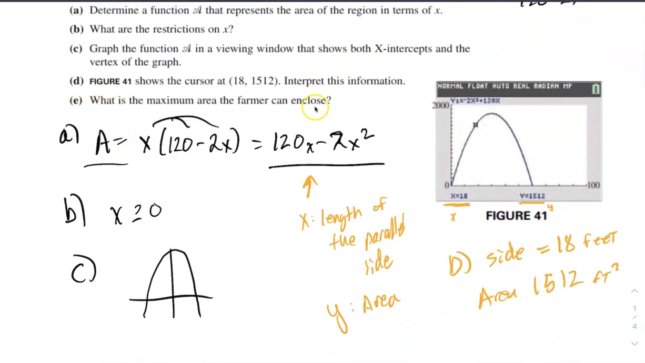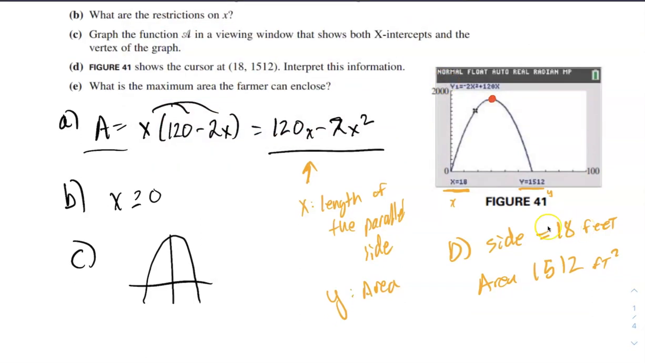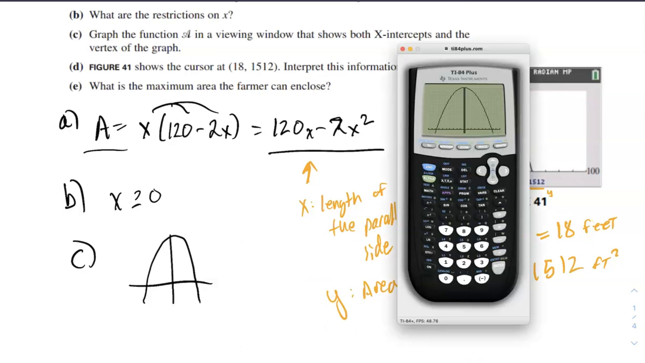E, what is the maximum area that the farmer can enclose? So we're looking for the max area. We're essentially looking for this part right there. That'll give us our max area. We have a graph, so let's use it. Now I just realized this graph doesn't match because I forgot an x. So it's 120x, I'm going to put second, insert x minus 2x squared. Now let me hit graph and see what the graph looks like.